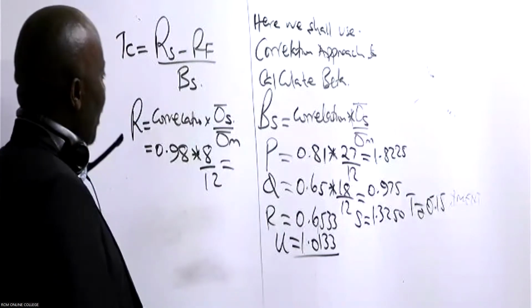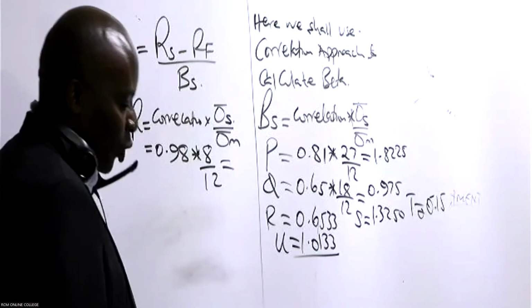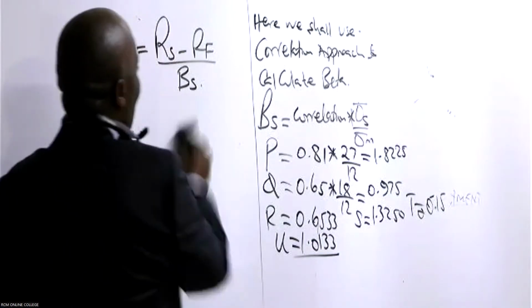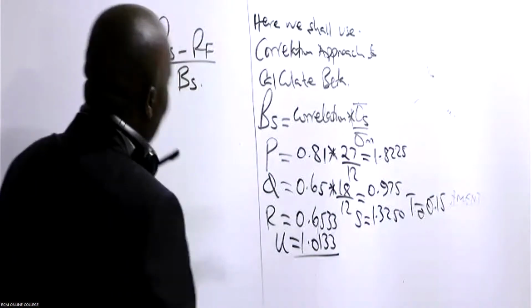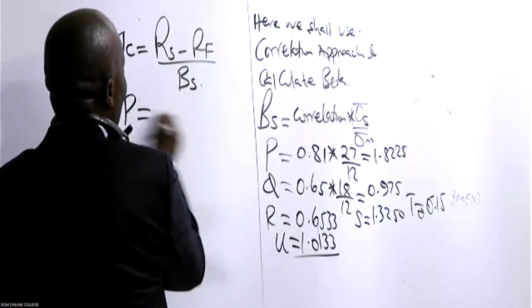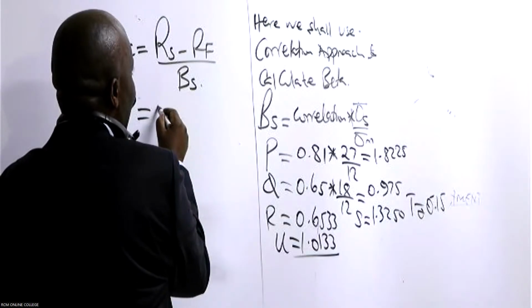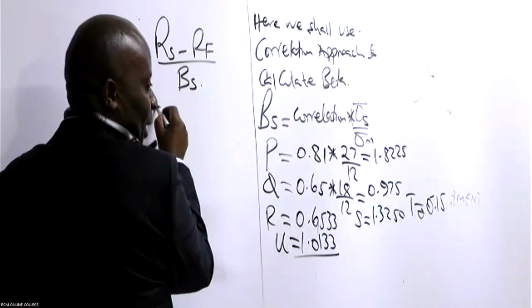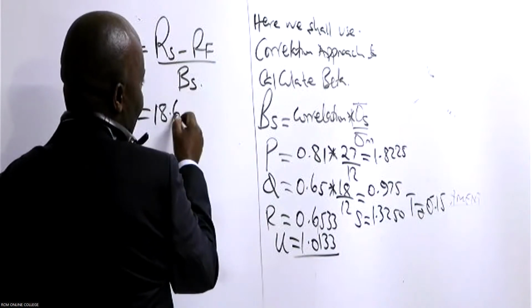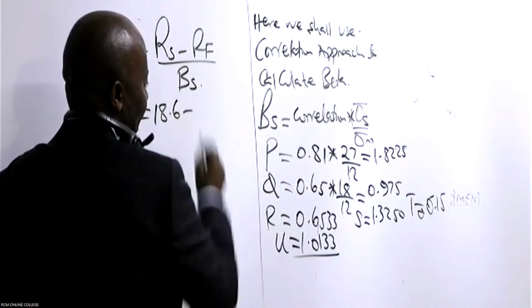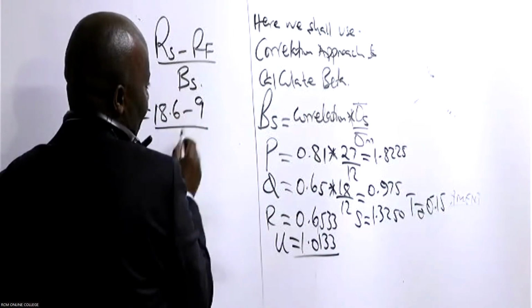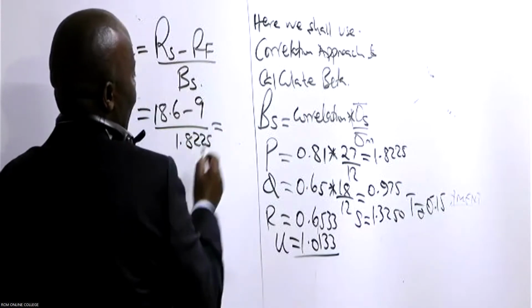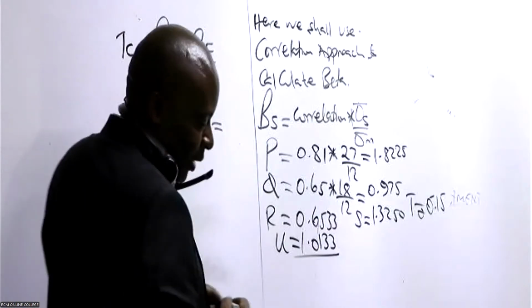Now we are getting the TCs, the Treynor's coefficients. I would want you to give me for P: are you able to see the average returns of P? 18.6. How about risk-free? 9, eh? How about beta for P? 1.8225.